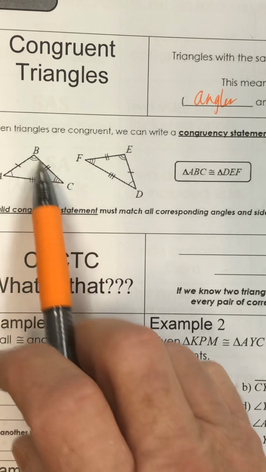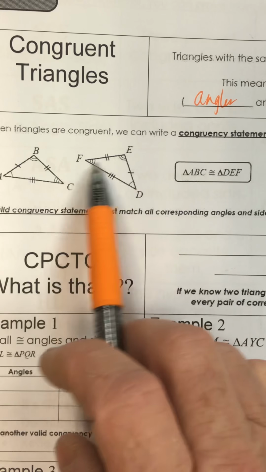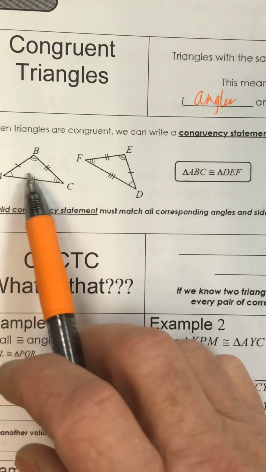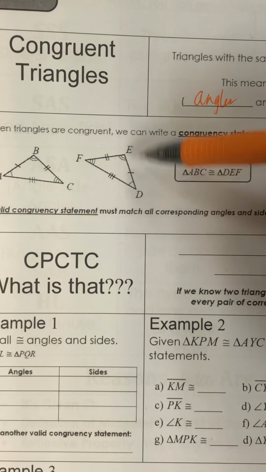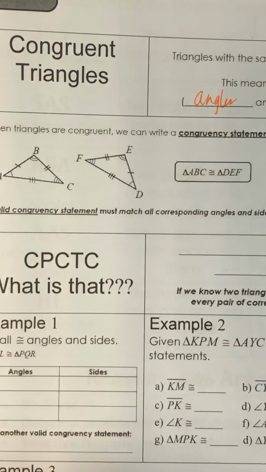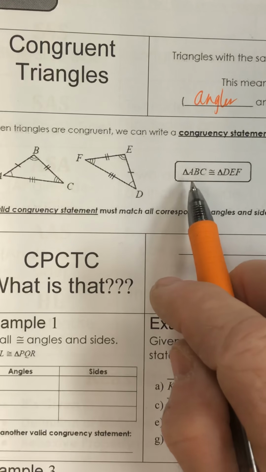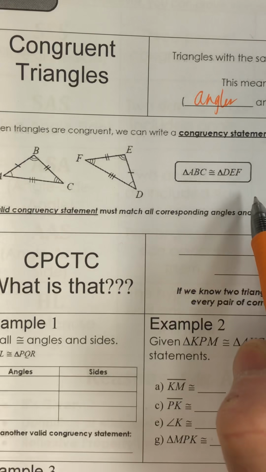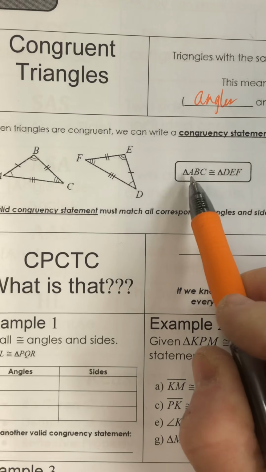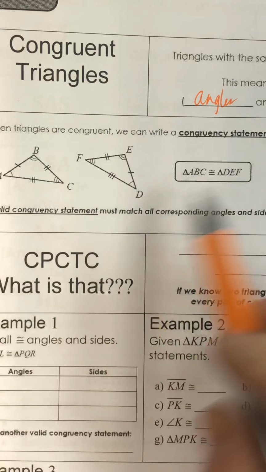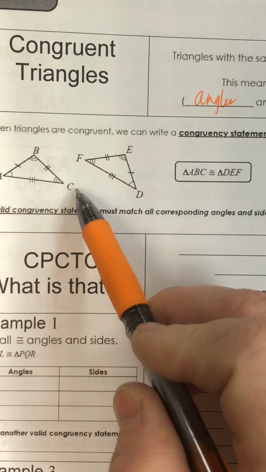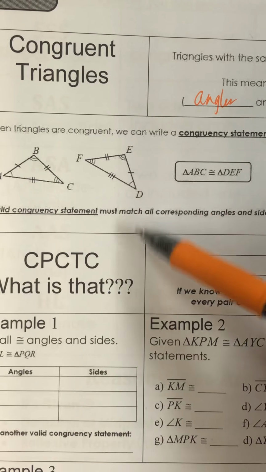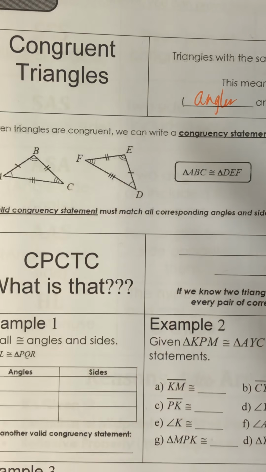Then this side, BC with FE, AB with DE, and so on. So you notice how the first triangle is written determines how the second triangle is written in your congruency statement. So if the first triangle is written triangle ABC, then the next triangle has to be written so that it matches up. That would have to be DEF.